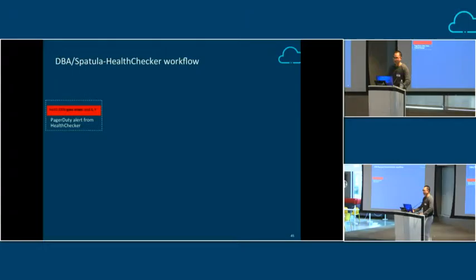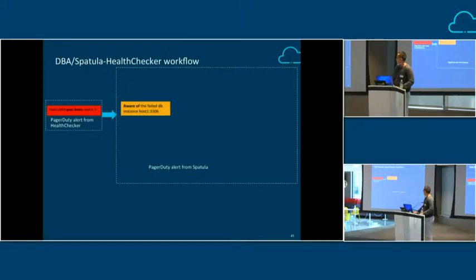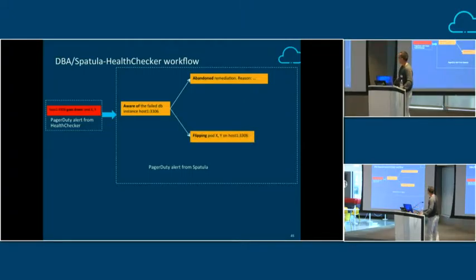When this DB server goes down, the first PagerDuty alert will be sent from the health checker. Right away, Spatula will be aware of the issue and send the second PagerDuty alert saying, I'm aware of the issue and I'm working on it. After sending the second PagerDuty alert, Spatula will try to make a decision on whether to flip or not after going through some rules in the rule engine. After making the decision, it will send the third PagerDuty alert saying whether I abandon remediation or I continue to remediate the issue.